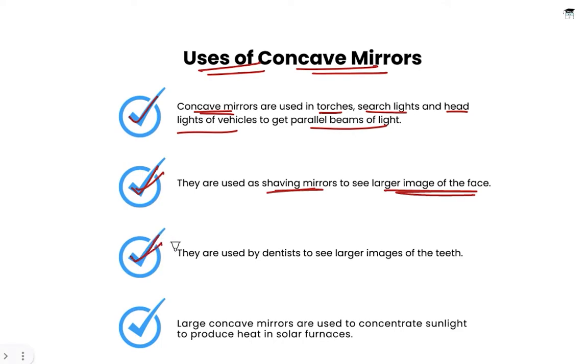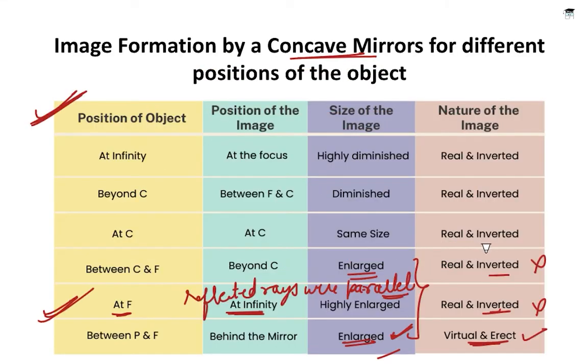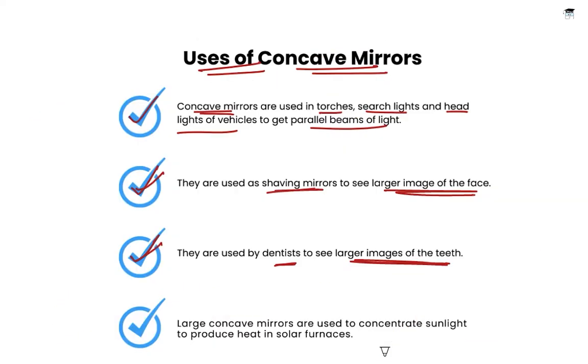So the next one is that they are used by dentists to see larger images of the teeth. Now the dentists need to look at the teeth and they need to see large images of the teeth. So again this case will be used when the size of the image is enlarged. Okay. So the last case here is that large concave mirrors are used to concentrate sunlight to produce heat in solar furnaces. That means we can use concave mirrors to produce heat.